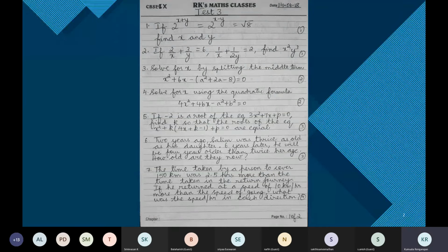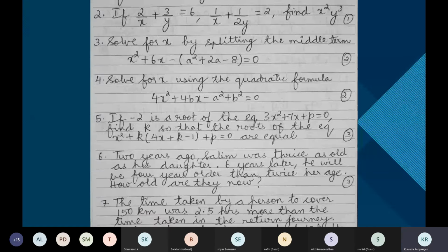Work the sixth one. Write on the sixth question. Questions 3, 4, and 5 are from quadratic equations. We'll take them up later once we do this chapter. So we'll ignore it for now.